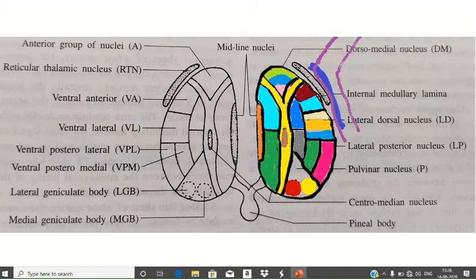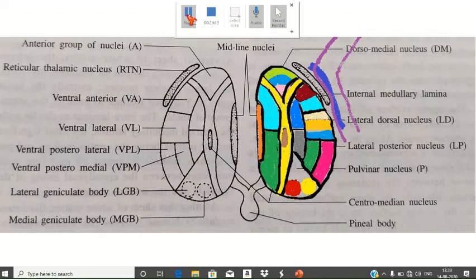Then coming to the most posterior, we can identify 2 different structures called the medial geniculate body and the lateral geniculate body. The geniculate bodies together form the metathalamus. So medial and lateral geniculate bodies form the metathalamus. And the dorsal tier consists of ventral and dorsal parts.